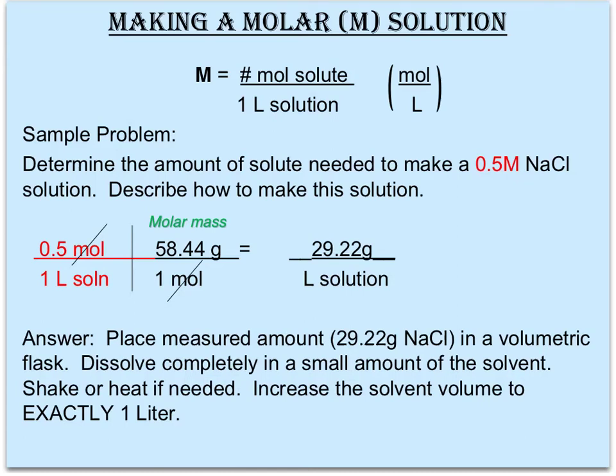Well, first, I need to figure out how many grams of solute would be required to make a 0.5 molar. I know that a 1 molar would be equivalent to the molar mass of 58.44 grams. But half mole of solution would be half of that, 29.22 grams of the solute in NaCl. It says to place that measured amount, the 29.22 grams of NaCl, into a volumetric flask. Dissolve completely in a small amount of the solvent, usually water. Shake or heat if needed. Then increase the solvent volume to exactly 1 liter. There's a mark on the volumetric flask for exactly 1 liter.